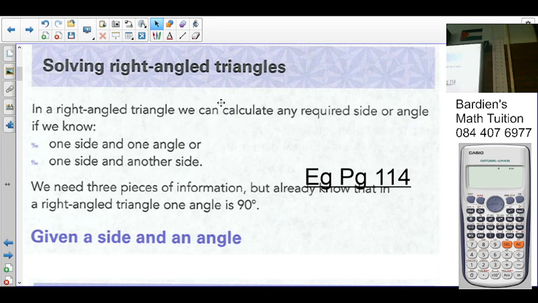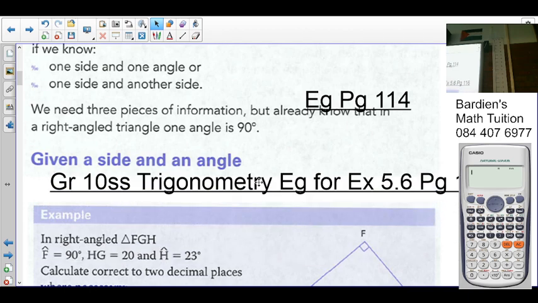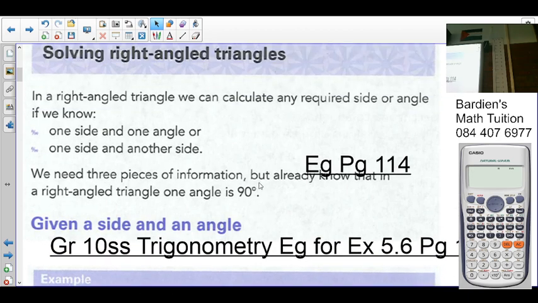So solving right angle triangles. As we said in grade 10, all three ratios are done in right angle triangles. Later on in grade 11, we will work in non-right angle triangles. In a right angle triangle, we can calculate any required side or any angle if we know one side and one angle, or one side and another side. So basically, if we know two sides, we can calculate an angle, and we can calculate all the unknown sides from there, or we have one side and one angle other than 90 degrees.